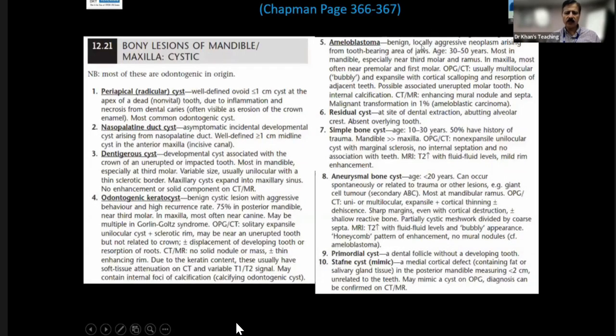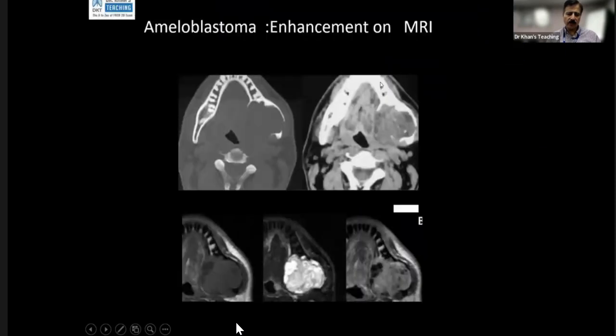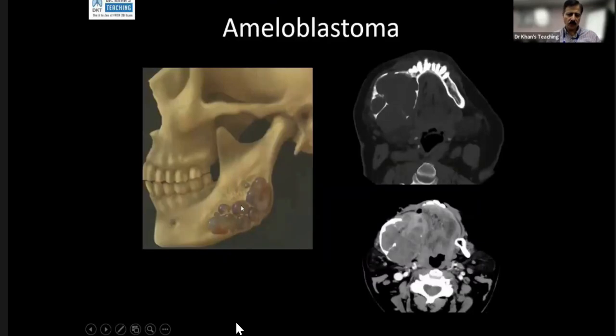So in this case, what are the key points? Key points: a benign, locally aggressive neoplasm arising from the tooth-bearing area of the jaw, at 30 to 50 years, most in the mandible, near the third molar and ramus, and usually a soap bubble or bubbly appearance. So, this picture tells you everything. You see this soap bubble.